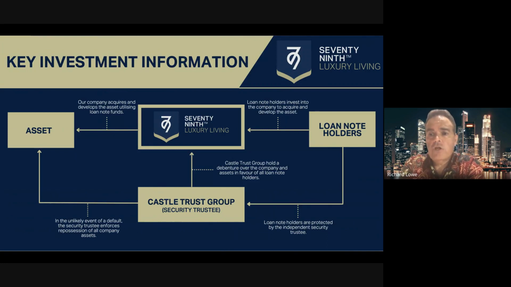So going back to the loan note holder rectangle, as we come downwards from that rectangle, it directs us to the security trustee, which, as I mentioned, holds a debenture, which is an equivalent of a first charge over the assets of the developer and the development. And so in the unlikely scenario that there is a default, the security trustee can step in, repossess the developer's assets, and sell those off to recover your capital.